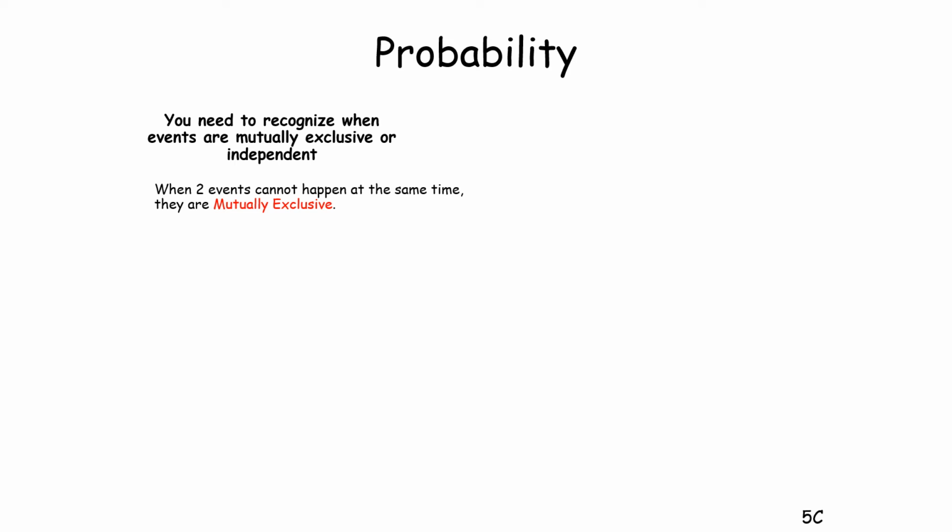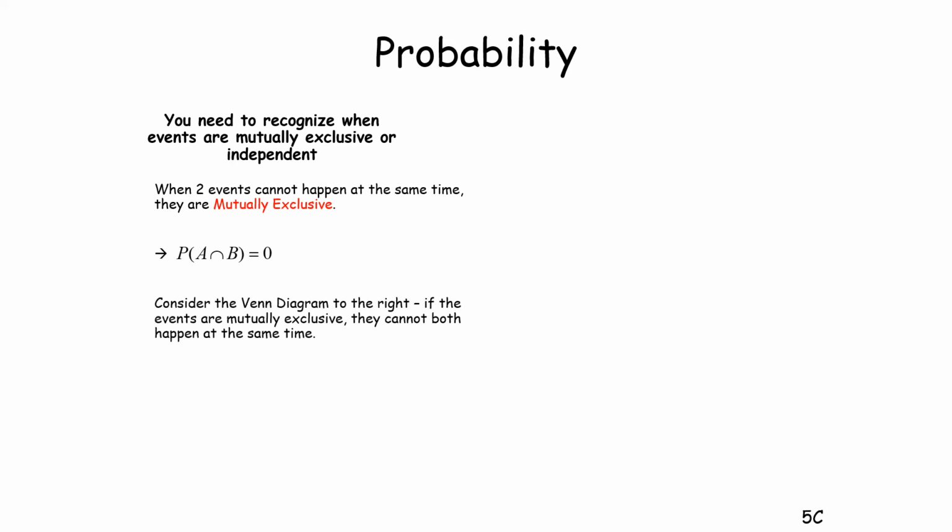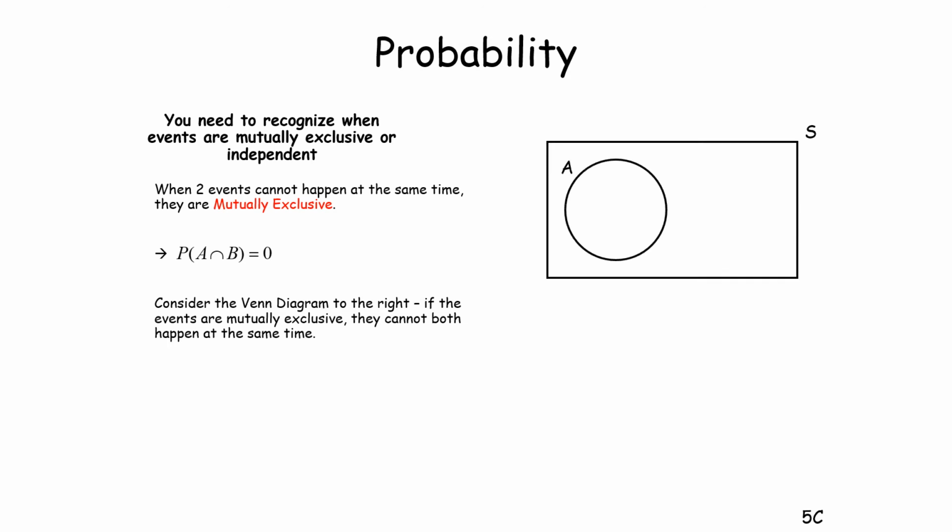Another example would be turning left and right at the same time. That's not possible. You could turn left, you could turn right, but it has to be one or the other. So when we say mutually exclusive, this is what we're referring to: A intersection B equals 0. And on the Venn diagram, it will look something like this. There is no overlap because A and B cannot happen at the same time.